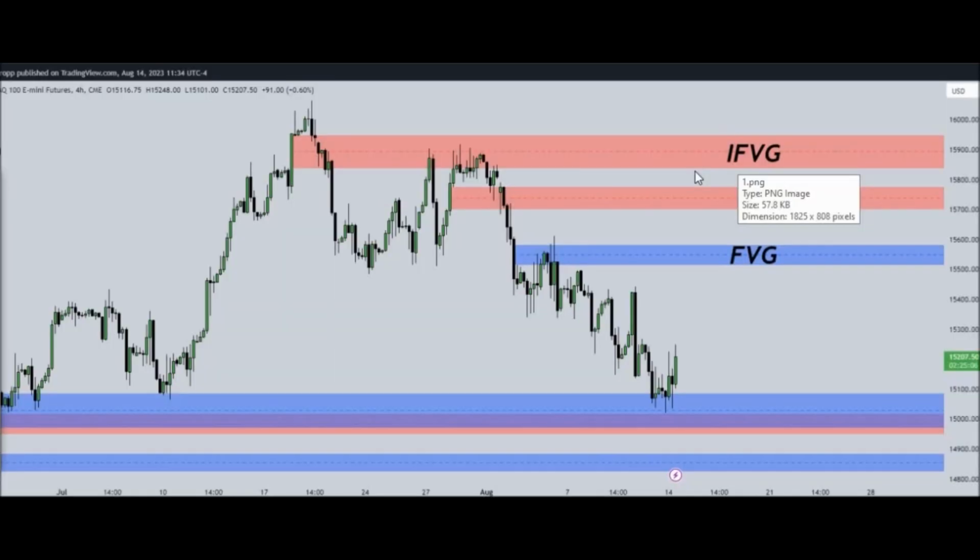This example will probably help you understand the difference between the inverse fair value gaps and the fair value gaps themselves. It is very, very easy to understand. The only thing you really have to do is keep on practicing, because practice makes perfect.